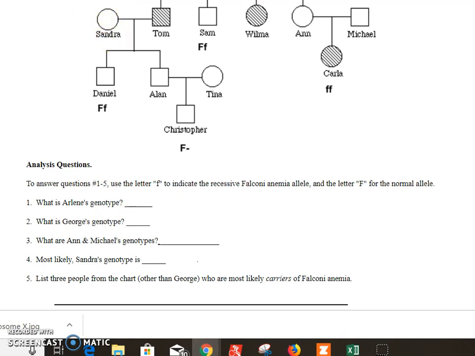The last question here is number 5. List 3 people from the chart other than George who are most likely carriers of Fanconi anemia, because that is not specifically labeled in this pedigree here. So there's actually 5 options, and you just had to name 3 of these. You could have had Daniel, Sam, Anne, Michael, or Alan. Any of them would be carriers, and carriers would have a genotype of capital F, lowercase f, otherwise known as heterozygous.